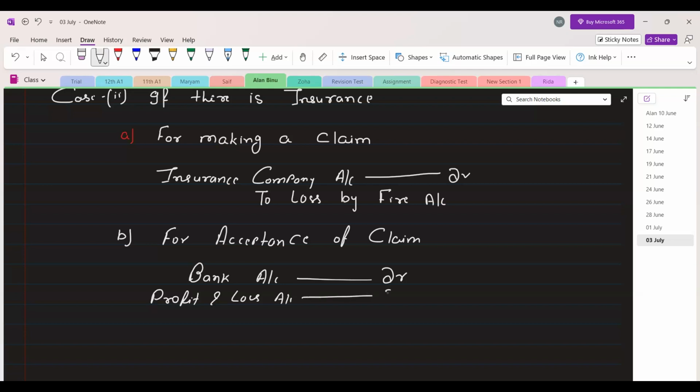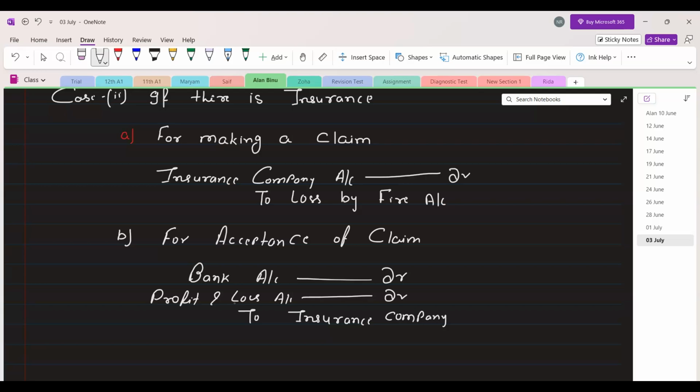Sir, if they accept the claim, then they will pay for the loss, right? Then why is it profit and loss account? I just told you, if they accept less claim, means if there is a loss of 10,000 and they accept only 7,000, then the remaining 3,000 is the loss. I'm writing acceptance of claim in different situations. If it is full, then you don't have to write profit and loss. If it is not full, then you have to write profit and loss.